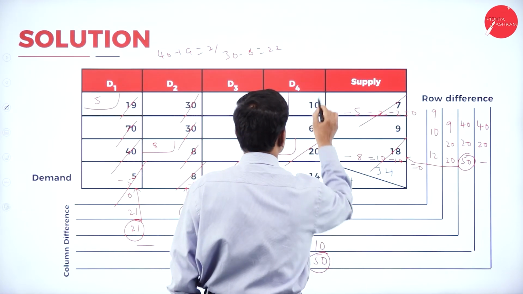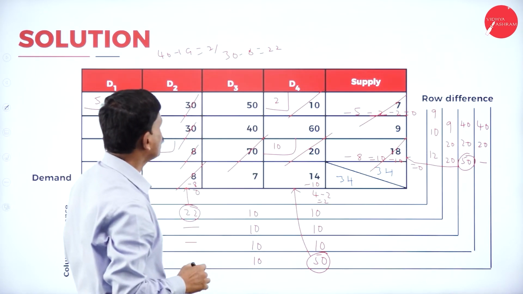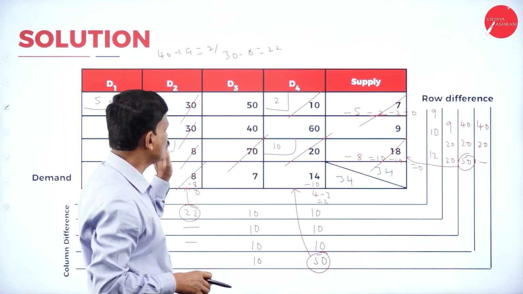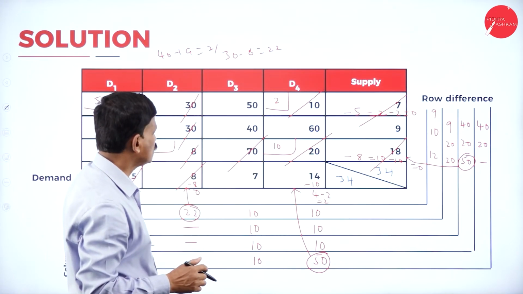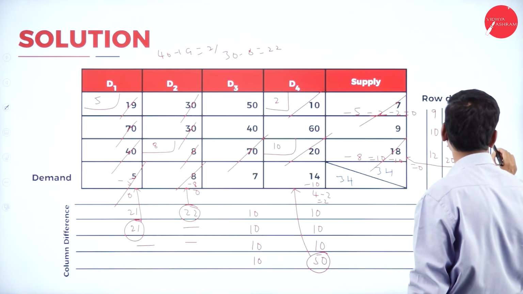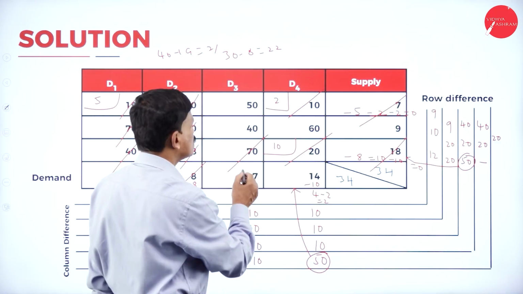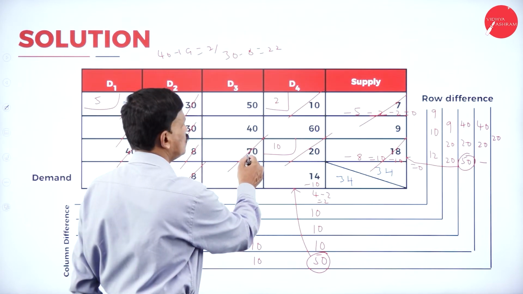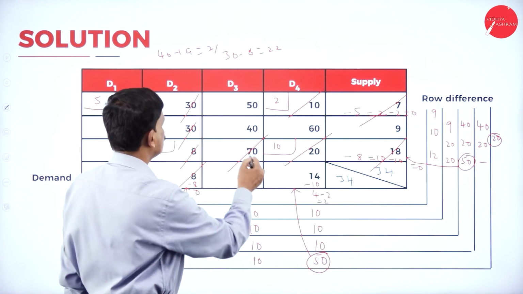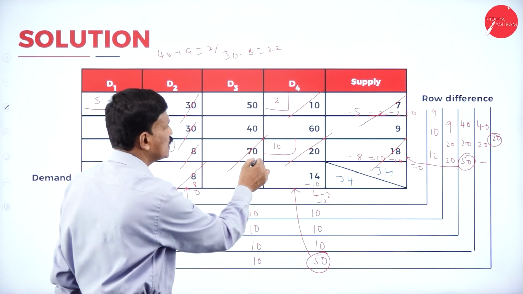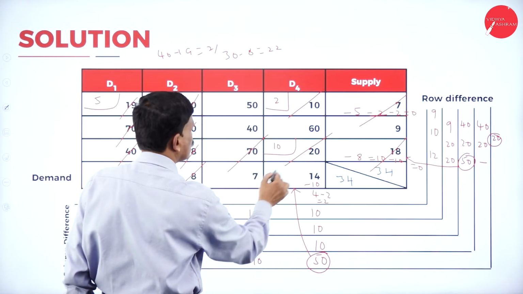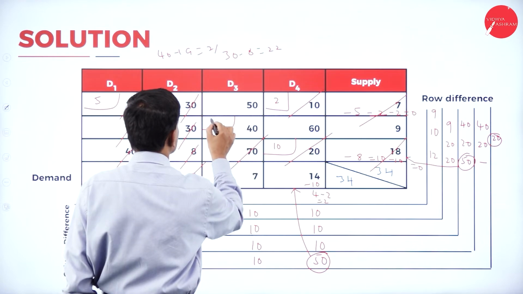So this gets cancelled. And what is left over is only these two elements, 40 and 60. Then the difference between 40 and 60 is 20. So if this is the largest, in this just allocate the least value. The least value in this is 40. So find out the supply and the demand. Demand is 7 and the supply is 9. Which is least? 7 is least.